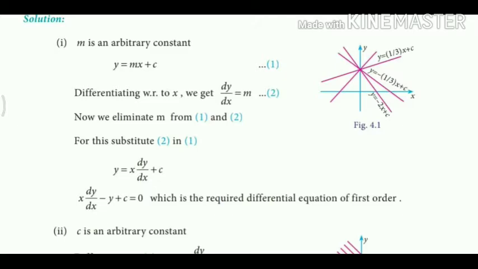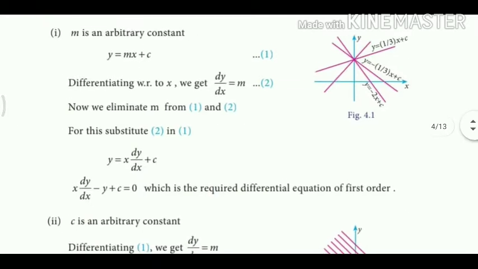Substitute this value in equation 1, that is y equal to mx plus c. In the place of m, you have to substitute dy by dx, that is dy by dx into x plus c. So our answer becomes y equal to x into dy by dx plus c. Here I am writing it like this: x dy by dx minus y plus c equal to 0, which is the required differential equation of first order.